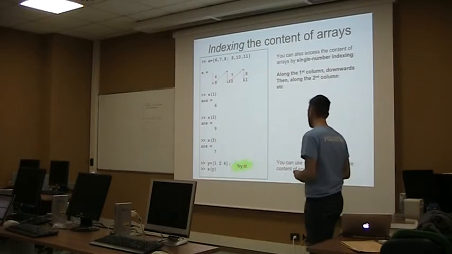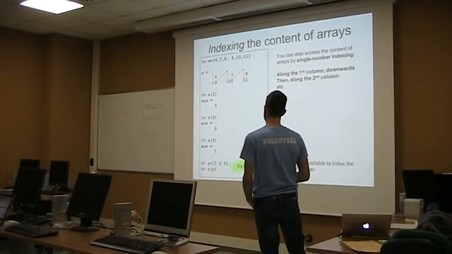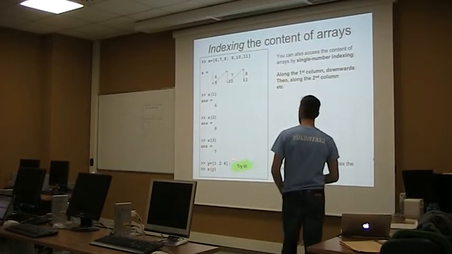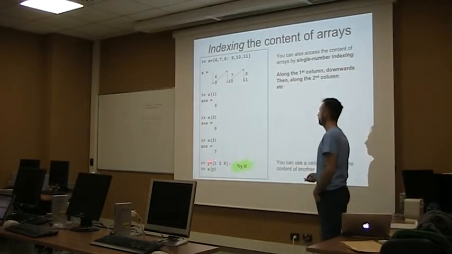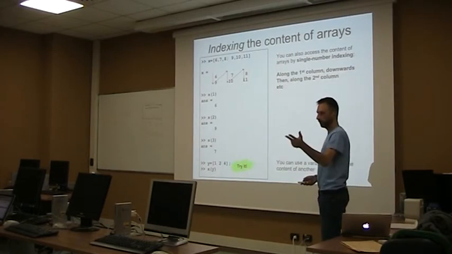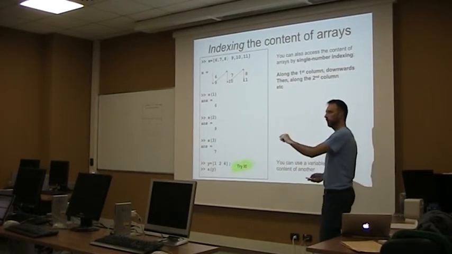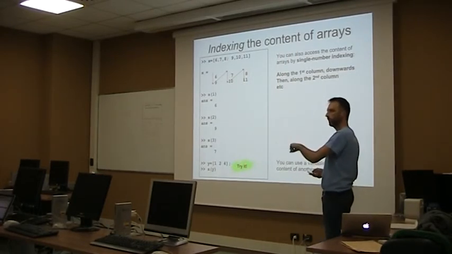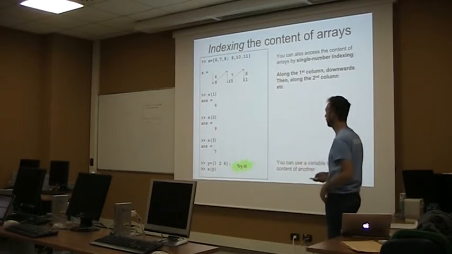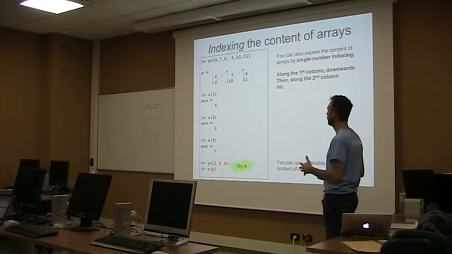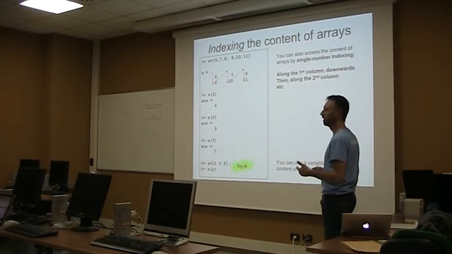What did I do here? X of y. Okay. So you can create a variable, say the vector y, which contains the numbers 1, 2, and 4, and you can use that variable y to index those elements in X. So if you try it, you create y equals 1, 2, 4, and you say x of y, you should get 6, 9, and 10. Is that what you get?